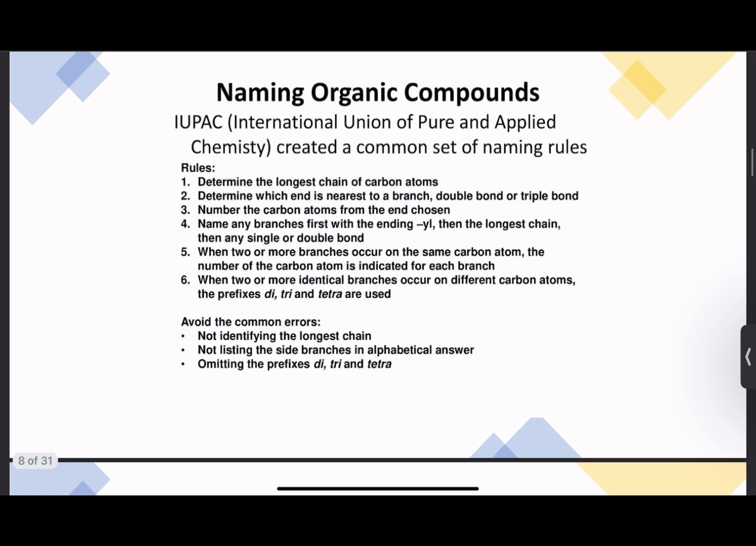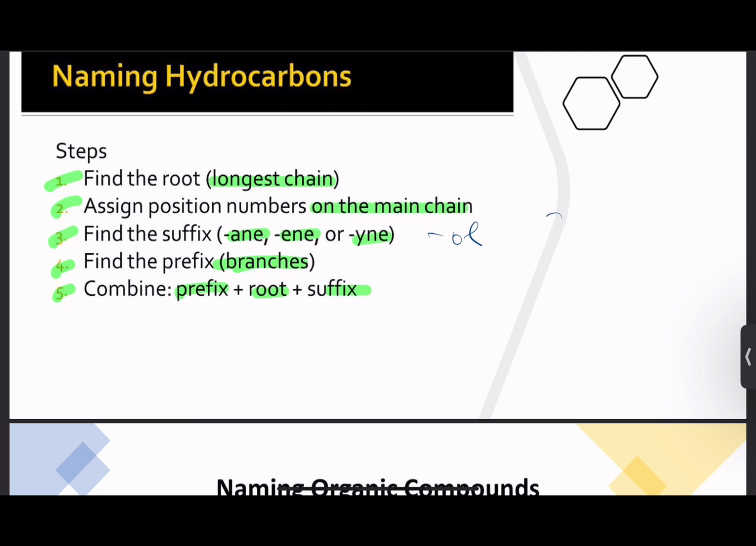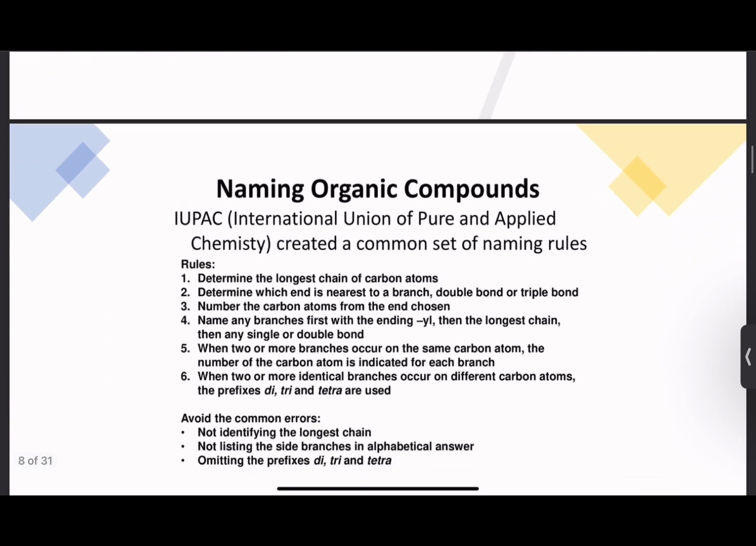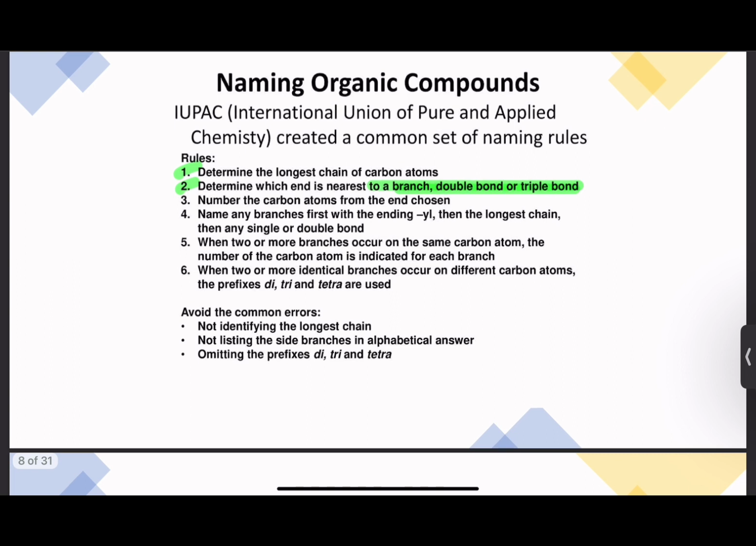There are some other rules that go into more detail. This is a short summary, but you have more detailed rules. I'm going to discuss the ones that are a bit different from what we have seen in the previous slide. We're going to determine the longest chain, which is the same. Determine which end is nearest to the branch. We always want to find the numbering which would be closest to the branch or a double or triple bond.